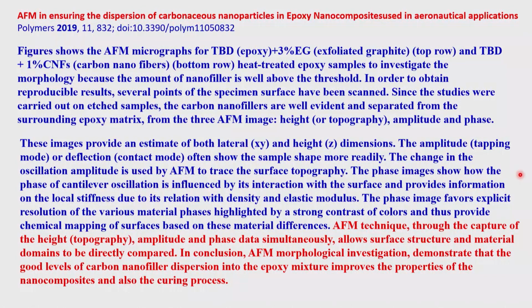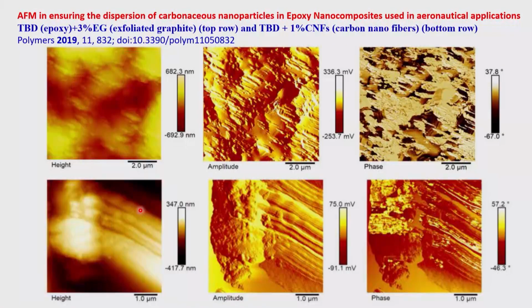And the phase image, the last one, shows how the phase of the cantilever oscillation is influenced by the interaction with the surface and provides information on the local stiffness. So this kind of picture can give you the topography with stiffness regions, stiffer and less stiff regions, etc. So you have three different kinds of AFM pictures giving three different natures of information, which together help in making the material and understanding it.